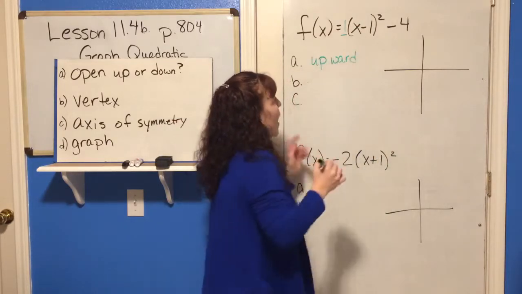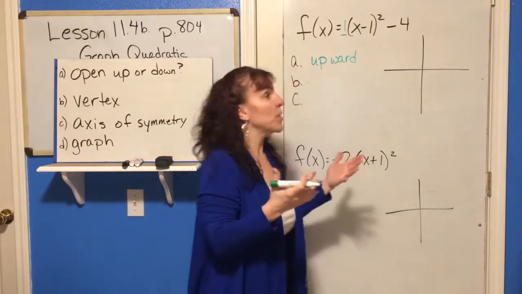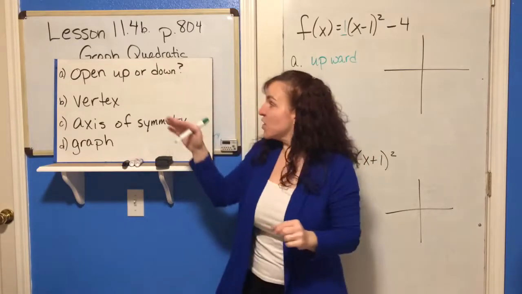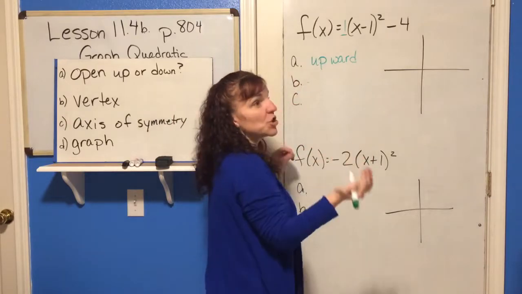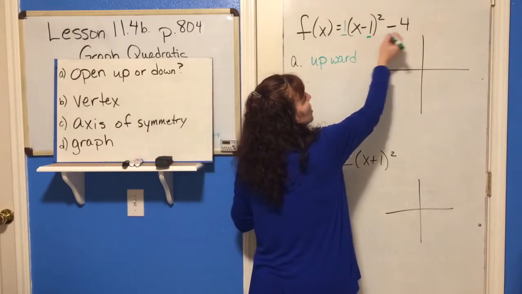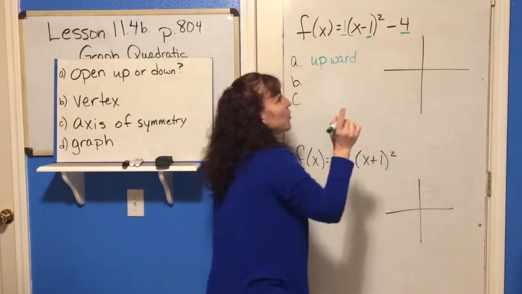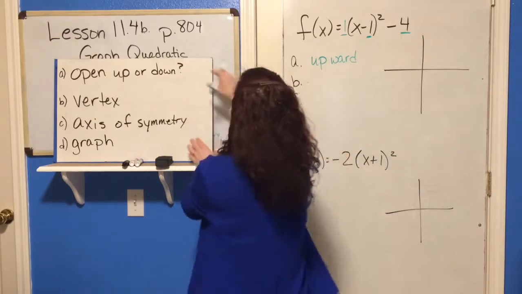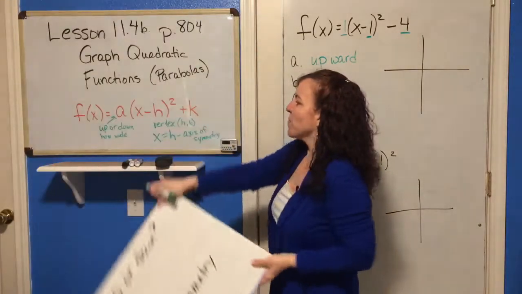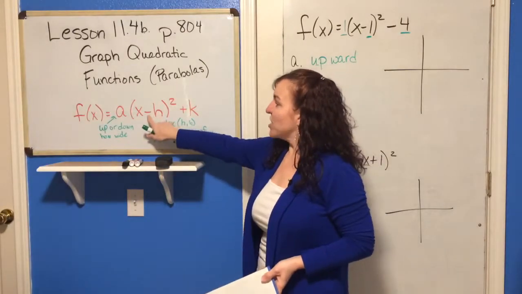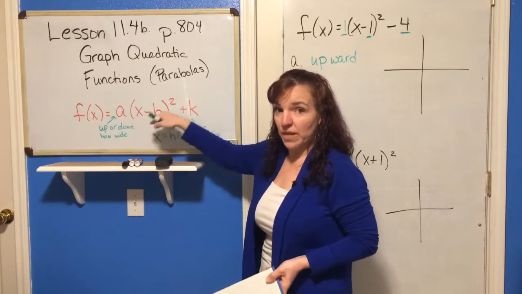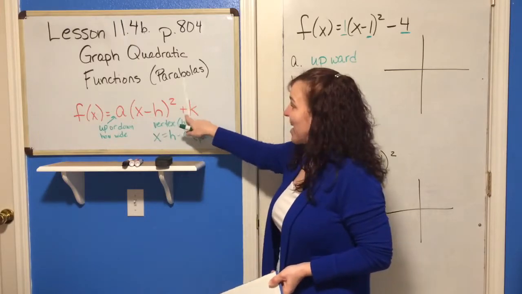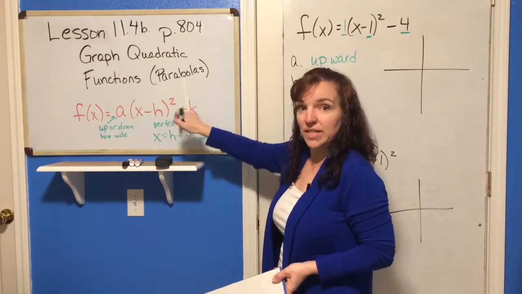All right? So A is, does it open up or down? It's going to open upward. And B is, what is my vertex? Well, the vertex, remember, is the HK. And here's the H, and here's the K. Now be careful. The H in your formula, the H is the opposite of whatever it looks like in your formula or in your original equation. The K is exactly what it says because it's positive.